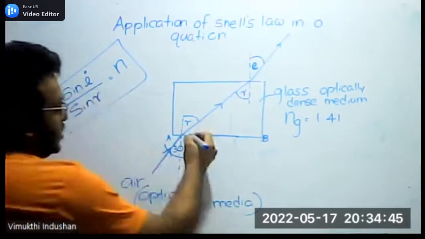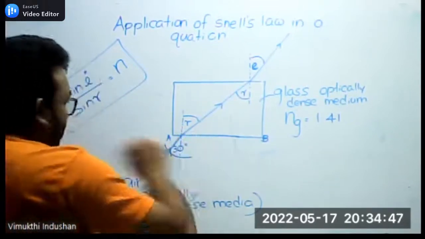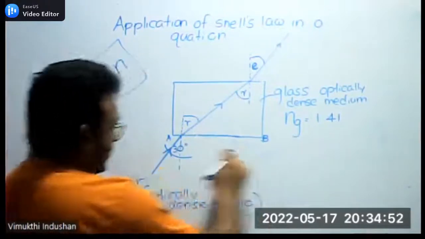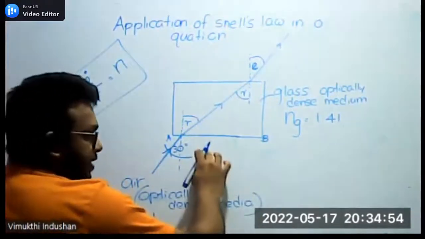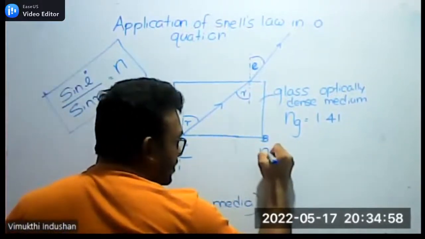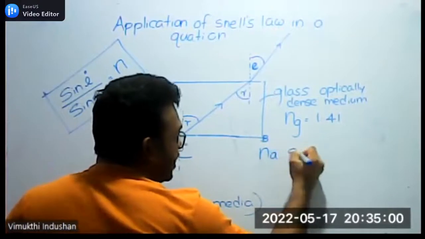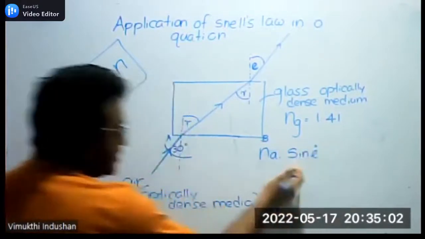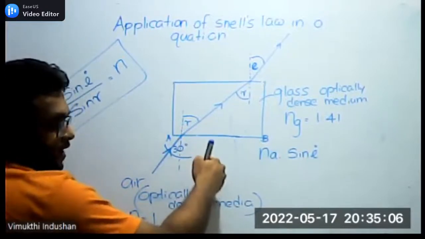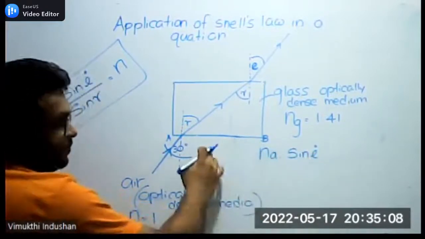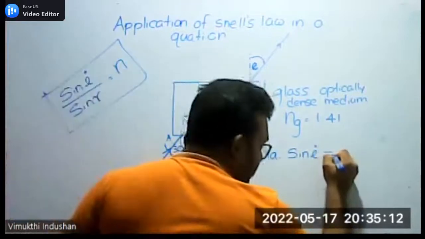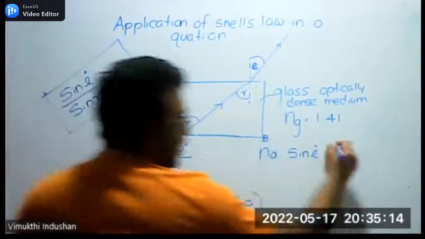So we apply Snell's law to this surface. You need to write which medium it is coming from and which medium it is going to. It is going from air to glass. So I start with air: n of air sine I. That is the part in the first medium, and the rest of it is in the second medium. It should be equal to n of g.